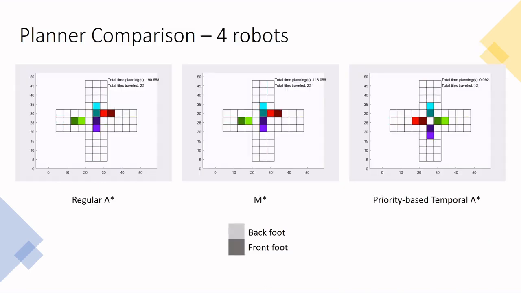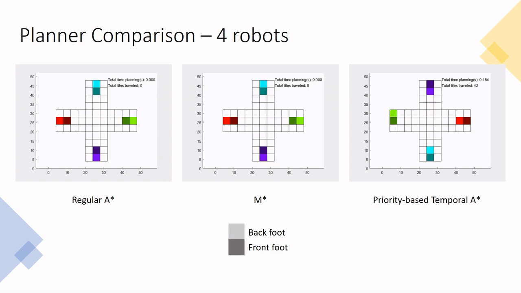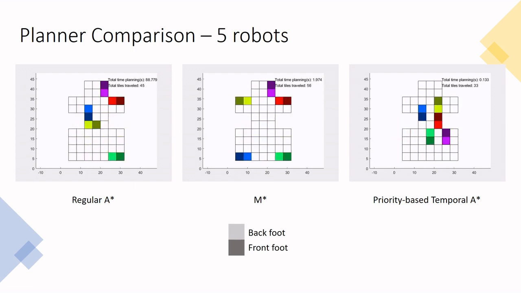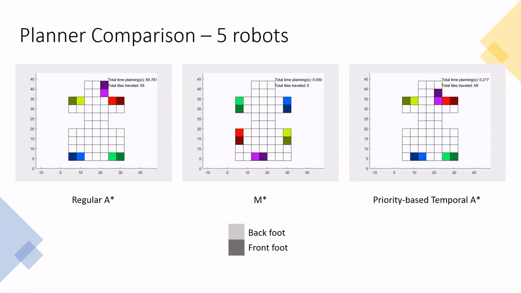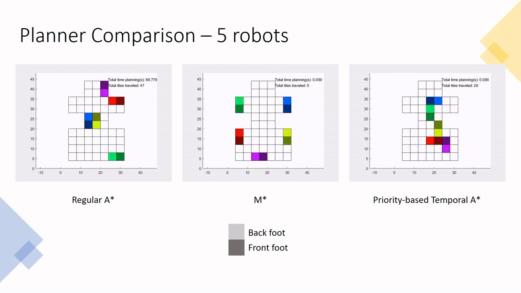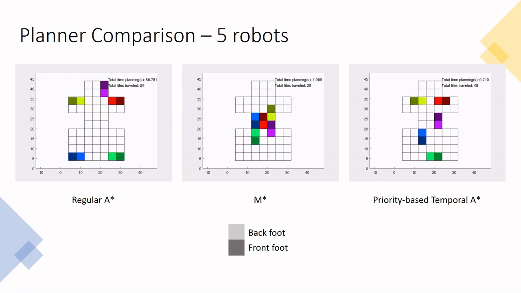We compared our temporal A* to the regular A* and a multi-robot version called M* developed by Wagner and Choset. Although M* is designed to reduce computational complexity, it still generates a lot of nodes in crowded maps. These animations show several Billy bots moving to different goal positions. The lighter block is the back foot, while the darker block is the front foot. The goal is considered reached if the front foot steps on it and the back foot is in a valid spot.